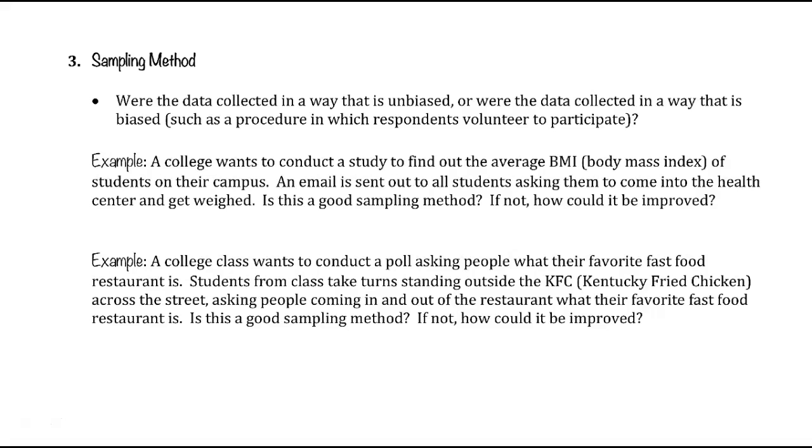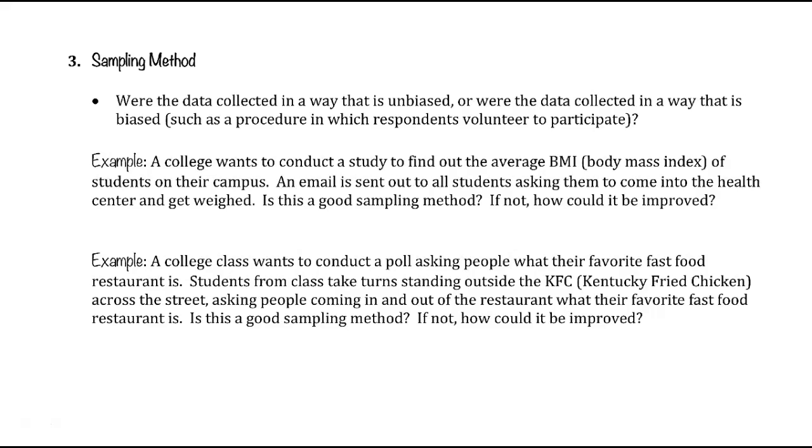First, suppose that a college wants to conduct a study to find out the average BMI or body mass index of students on their campus. They send out an email to all of the students asking them to come into the health center and get weighed. Do you think this is a good sampling method? Probably not. Students that are not happy with their weight are a whole lot less likely to come in and be weighed. This sample is not going to be representative of their campus, and it's not a random sample. Take a moment to think about how this study could be improved. How could the college conduct this study in a better way?